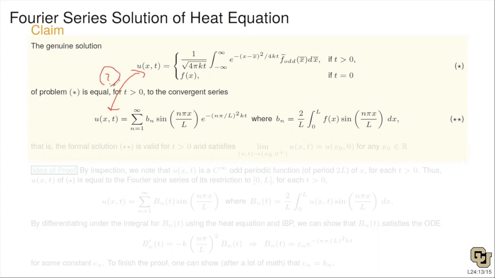And so, of course, deep in our heart, we hope they're equal, right? That's what we're all desperately hoping, so that life will coalesce and be a little simpler. And yes, it does turn out that that is true: the genuine solution involving the fundamental solution and the Fourier series solution involving this Fourier sine series turn out to actually be equal. So single star and double star turn out to be equal.